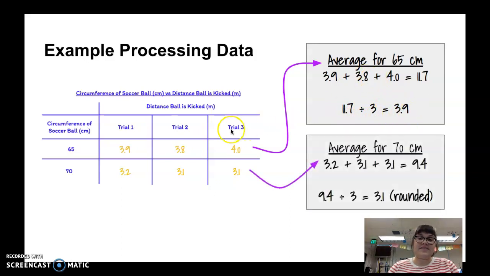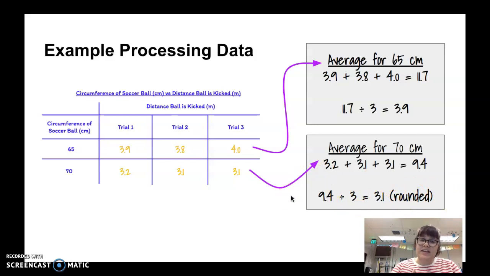For my second set of data for the 70 centimeter ball, I take my three values, I add them together, I get 9.4. I divide that by 3 because I have three values here, and I get 3.13 repeating. So I rounded that to 3.1.